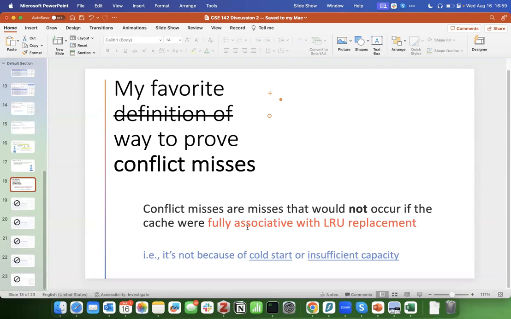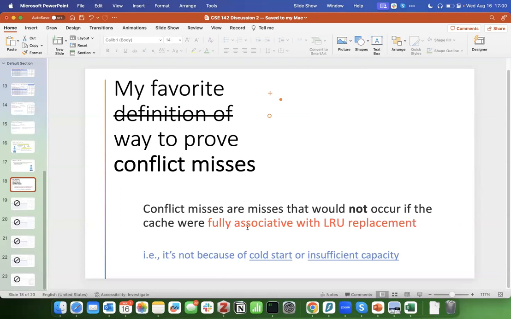If I can solve it, that means the cache is big enough to handle it, but it's because of conflict that it causes the miss. If I still cannot solve it with a fully associative cache, that means the cache is not big enough, right? So it's a capacity miss.